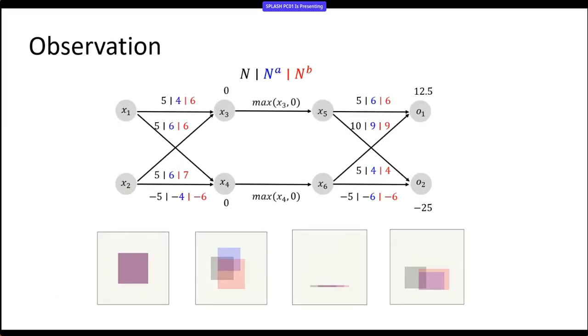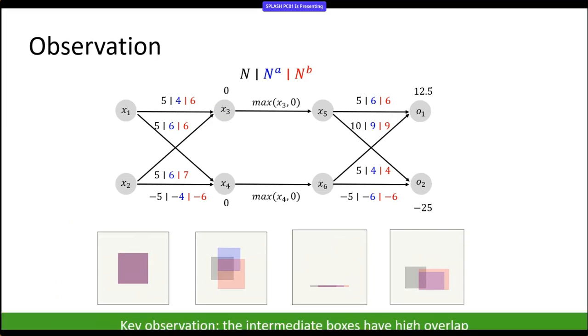When we do box analysis on all three of these networks, we start with the same input region, so we are trying to verify the same property. But since the weights are perturbed, the intermediate shapes that we get at each layer are different. Still, what we observe is that even though they are different, the intermediate boxes have high overlap. And our idea in this paper is to use this observation to construct an incremental verifier where we can use the proofs of the original network for its approximate versions.